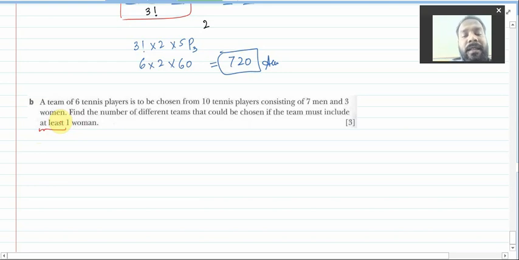Alright, so whenever you are getting such type of question, the best approach is to define them in cases. So we have men and we have women. We are looking to make a team of 6 tennis players, right? And we have 7 men and 3 women. So let's suppose if I have picked 1 woman, if I have picked 2 women, and if I have picked 3 women, how many men should I need to complete my team, to complete the requirement of players as mentioned in the question?